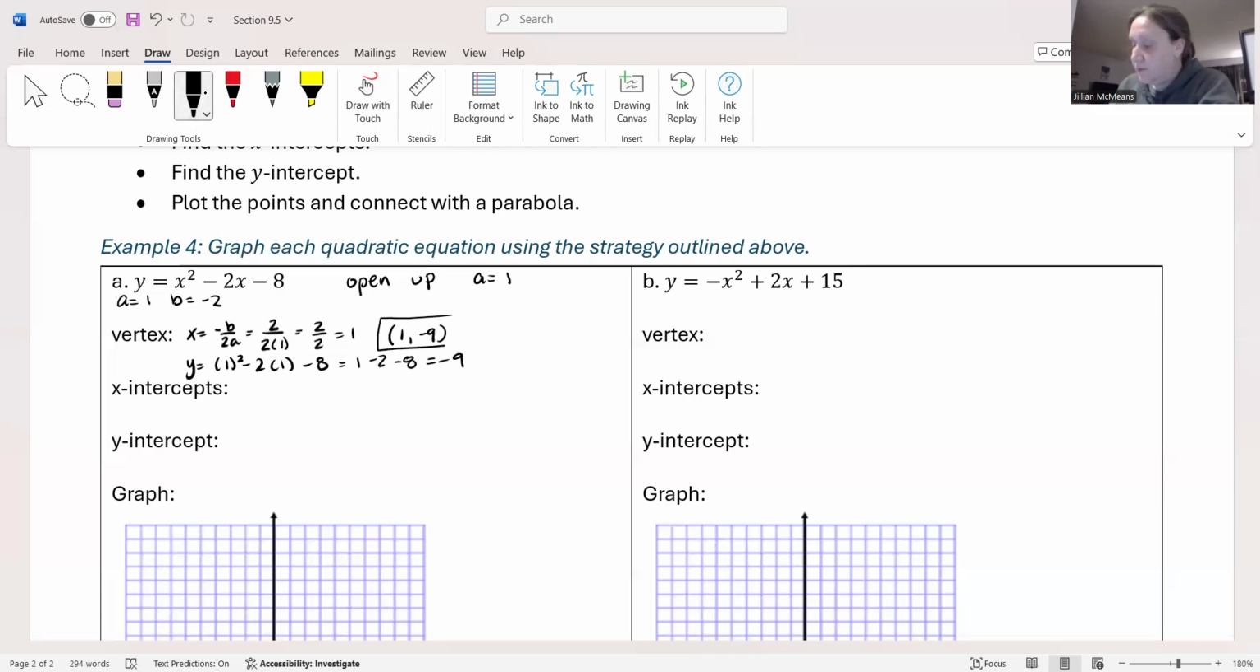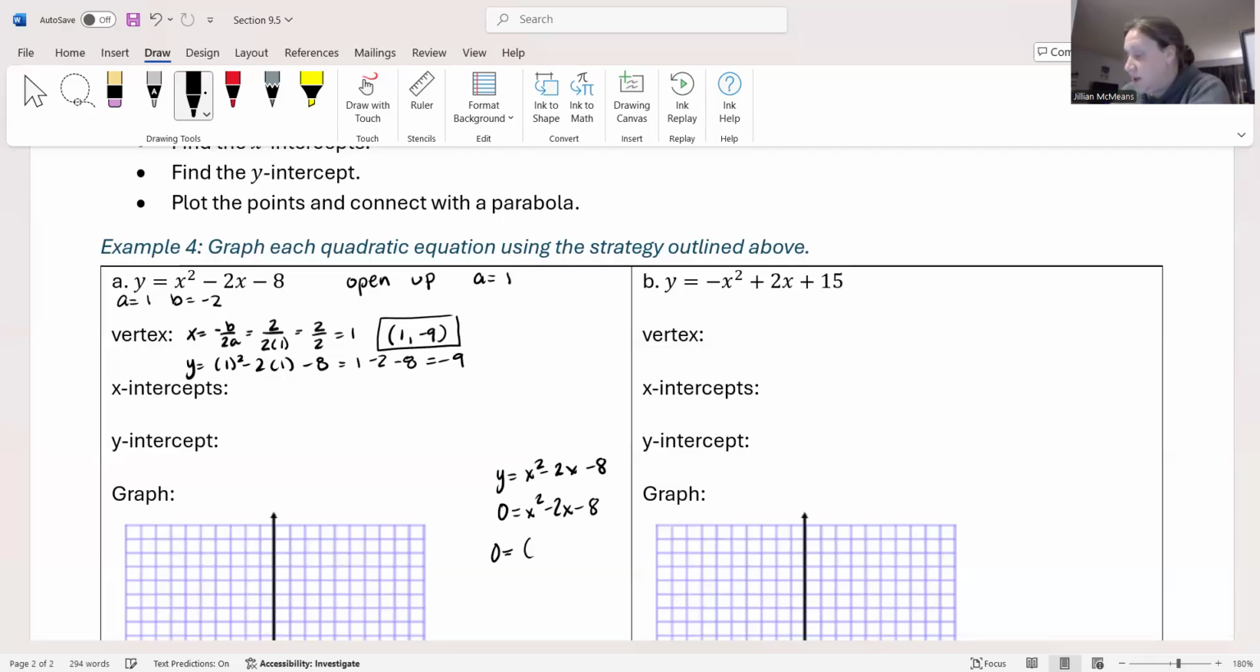So that's our vertex. Now, to find the x-intercepts, we want to solve, okay? For the sake of space, I'm going to do this over here on the side, and then we'll come back to this area. So we have y equals x squared minus 2x minus 8. To find the x-intercepts, we always let y equal 0. So we get 0 equals x squared minus 2x minus 8. So we now have standard form. This is a quadratic trinomial. It looks to be factorable, so let's see. We have a quadratic trinomial where a is 1.